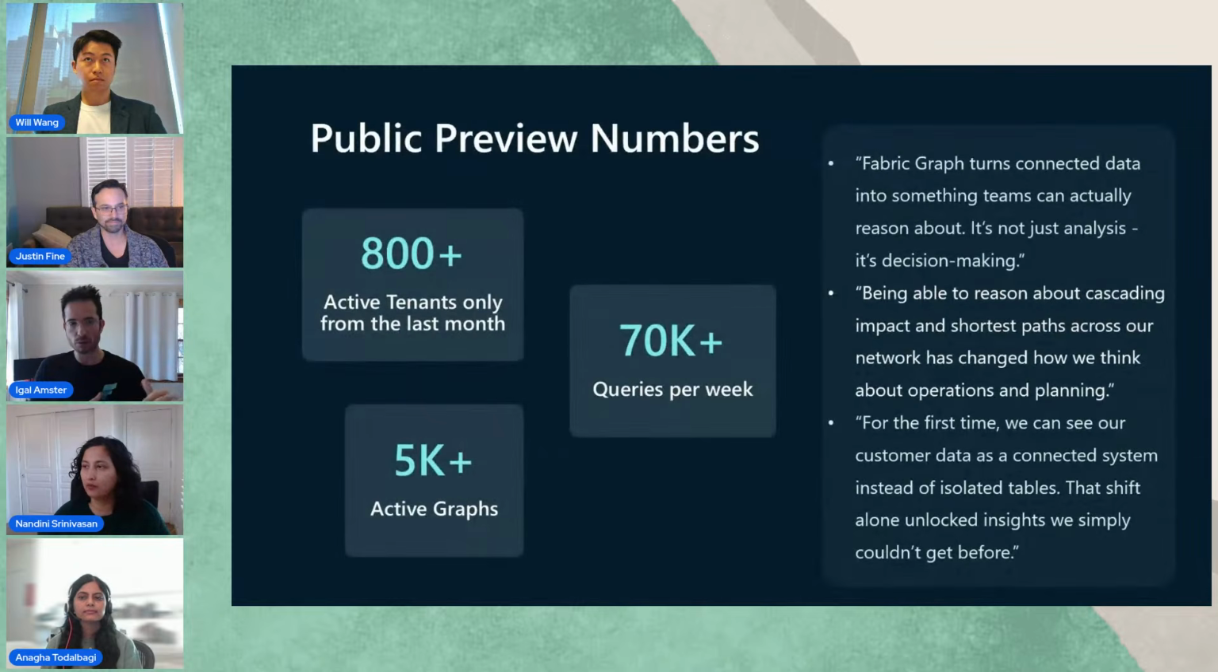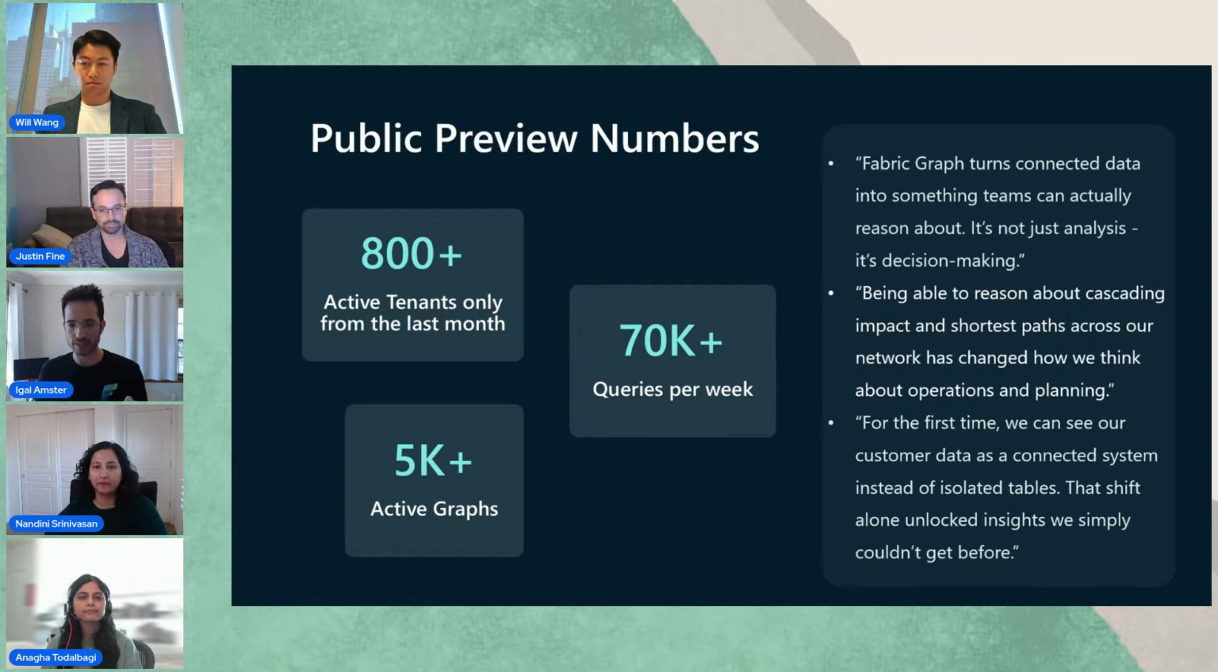And just before we move to the questions, we also want to show you a quick proof point, right? Public preview, we've been running it for the last 6 months or so, and it's already providing very strong adoption. More than 800 customers or tenants playing with more than 5,000 active graphs, more than 70,000 queries per week. So really large numbers, and this is only in the public preview.